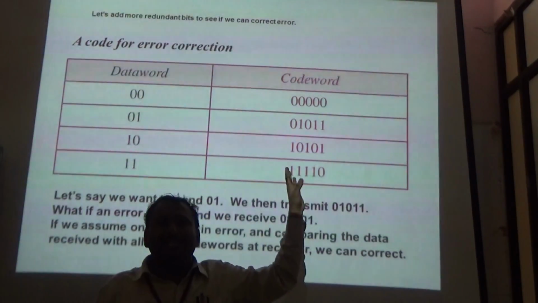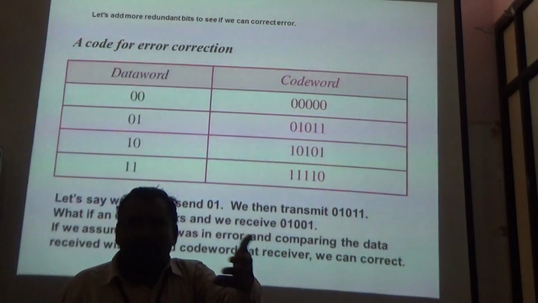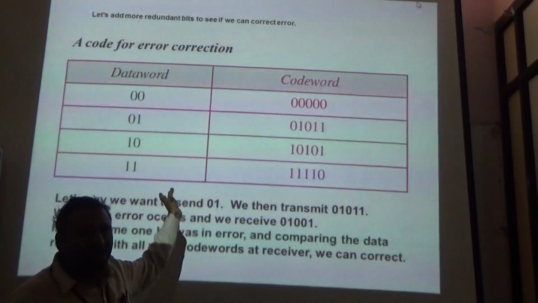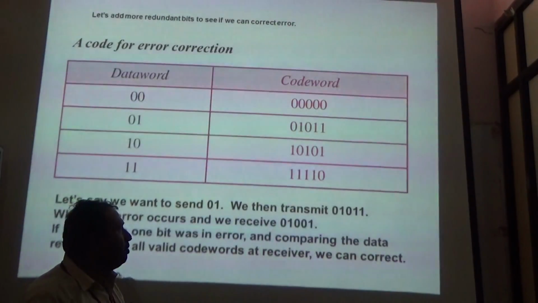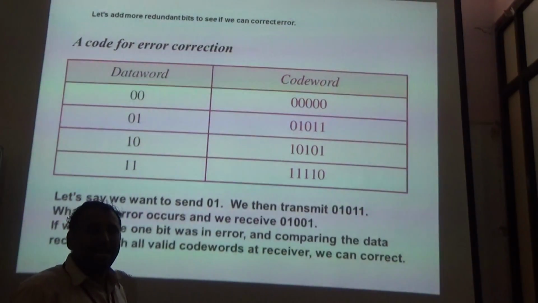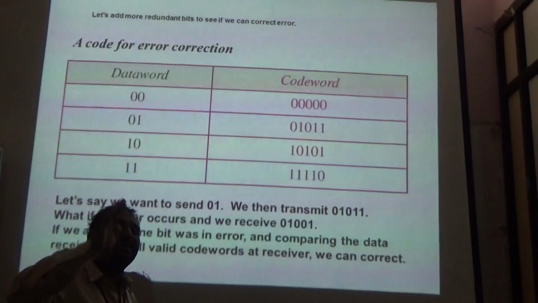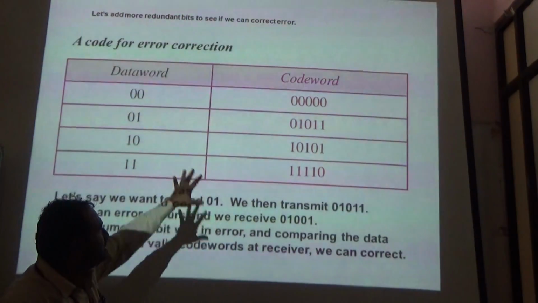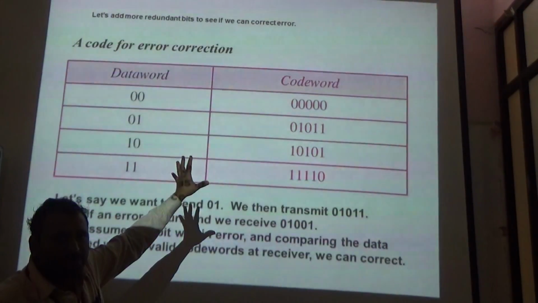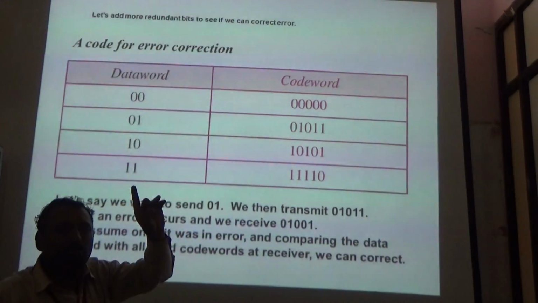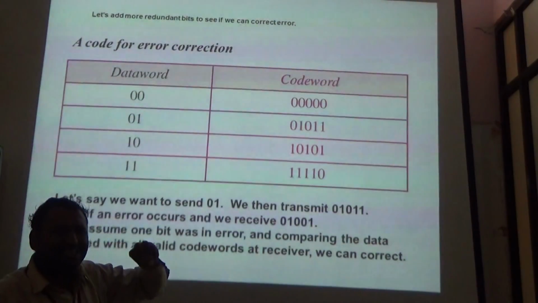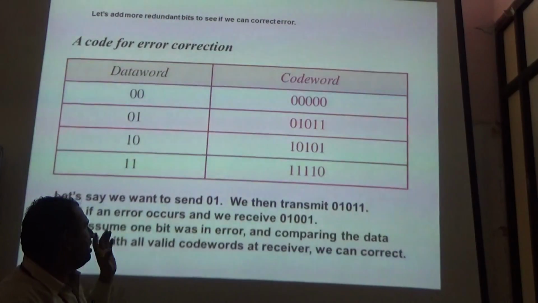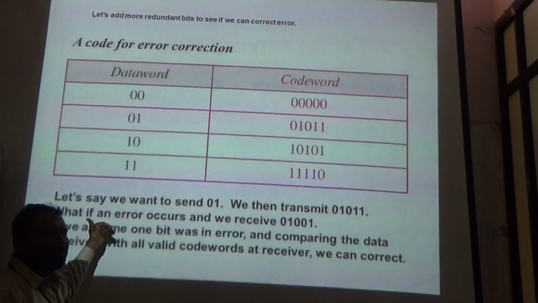We don't generally go for such a method, but as an example I would like to express this to you. Now if we go for this kind of code word, it is possible to identify the error as well as to correct the error. Let us consider that in this particular channel, at most a 1-bit error could take place. So if at all an error takes place, it will be a single bit error only. Let us consider a few cases.